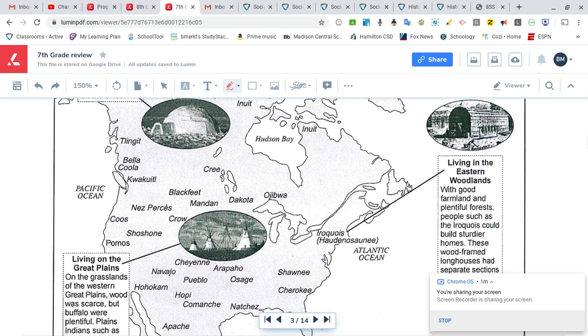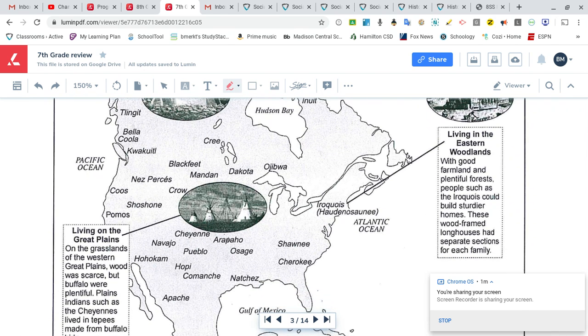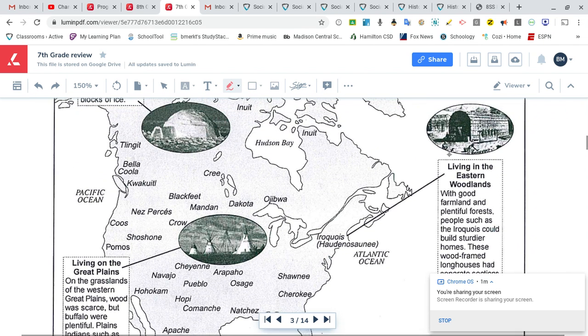And of course, out on the Great Plains, these sort of tent-like structures, they were known as, that's correct, teepees, were very, very useful because they could take them down rather quickly. The Plains Indians were on the go. It wasn't a permanent dwelling like the longhouse. They were constantly moving around.